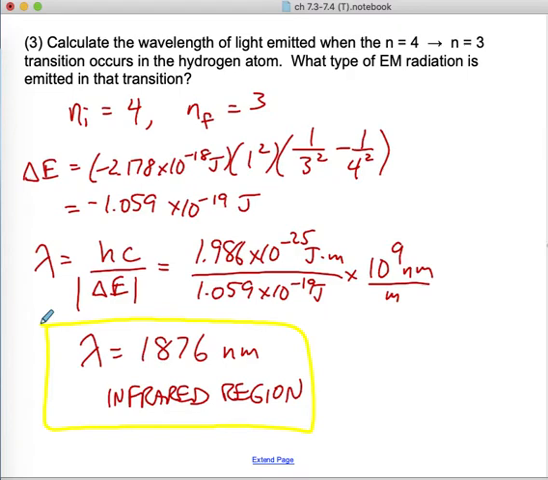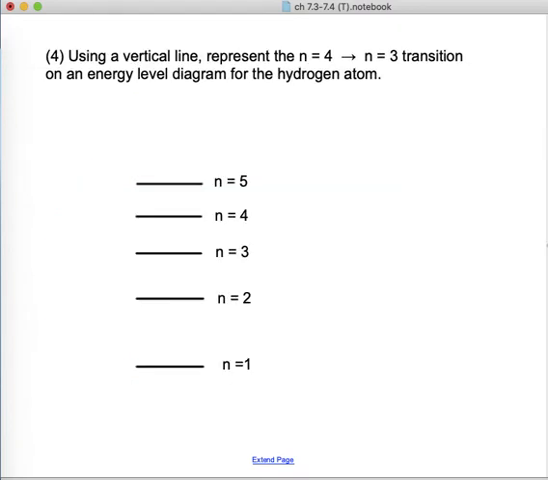Okay, let's do one final problem. Represent the n equals 4 to n equals 3 transition on an energy level diagram for the hydrogen atom. Hard problem. Let's see if I can get this. Yes, got it.